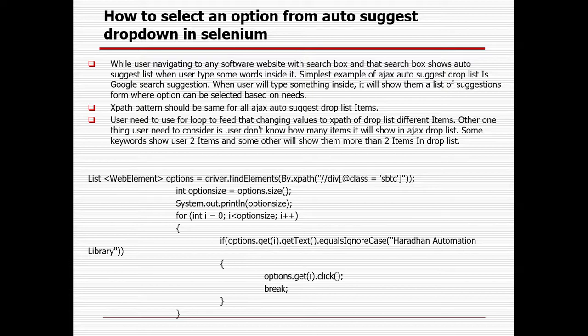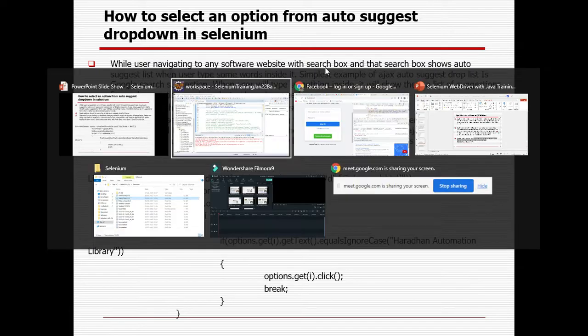The simplest example of an Ajax auto suggest drop down is Google search suggestion. When the user types something, it will show a list of suggestions from where options can be selected based on need. The XPath pattern is also the same for all items of an Ajax auto suggest drop down list. So the user needs to use a loop to feed the changing values to the XPath of the drop down items. Another thing to consider is that the user does not know how many items will show and what the sequence of the items is. So let's see how we can handle any auto suggest drop down.